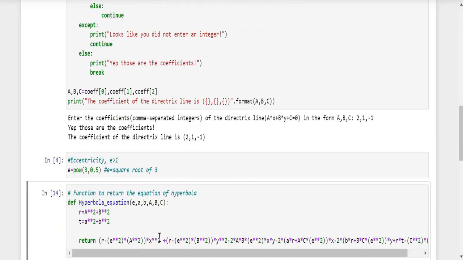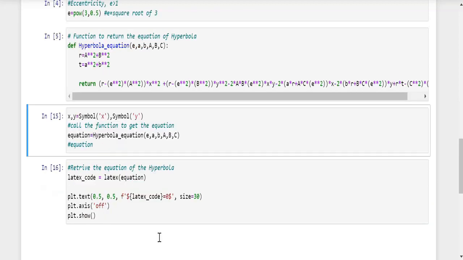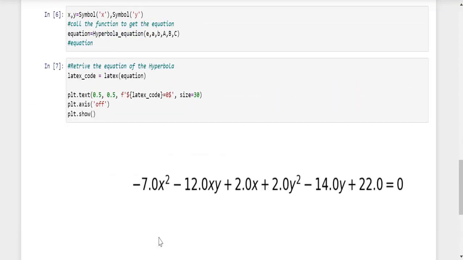So now we do have the value of the eccentricity, the coefficients of the directrix line and the coordinates of the focus. Now in the next cell, I have defined the function so that it returns me the hyperbola equation. So I'll run this cell also. And after that, I'll run the remaining two cells to get the equation of hyperbola. So guys, as you can see, the equation of hyperbola is obtained.